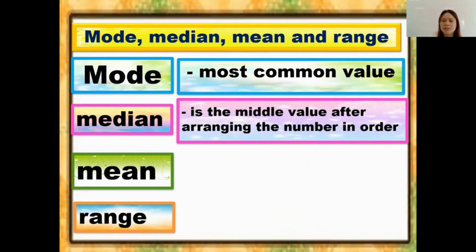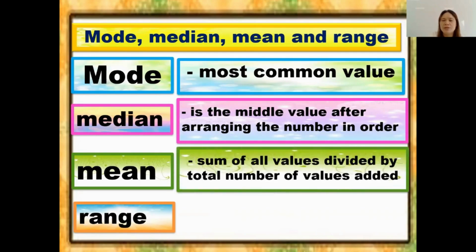Median is the middle number, but take note, Year 8, you have to arrange the numbers first, either in ascending or descending order. Again, it is very important to arrange the numbers before you are going to find the middle value or the middle number.